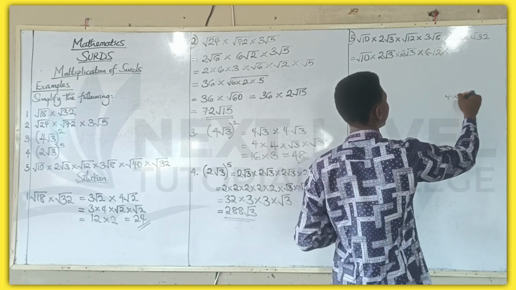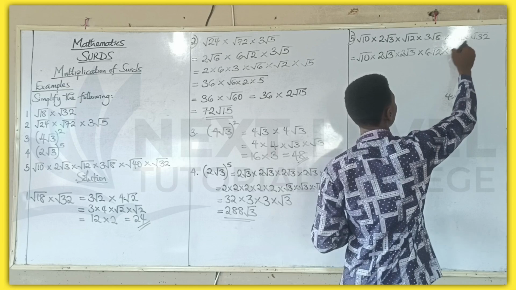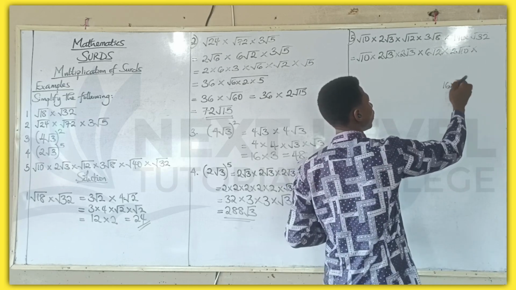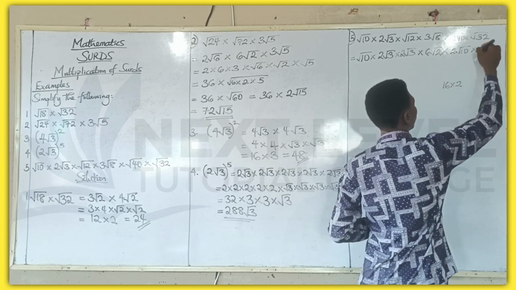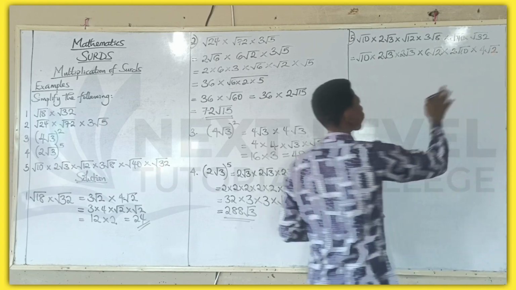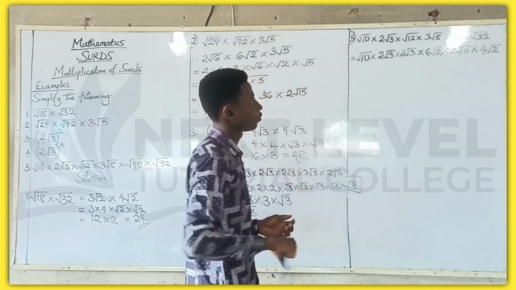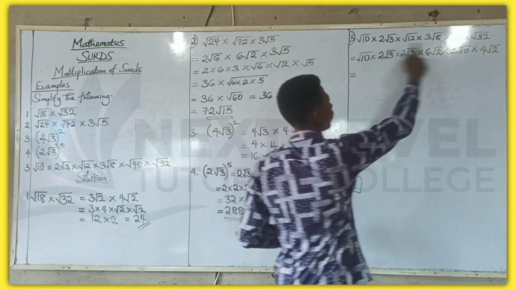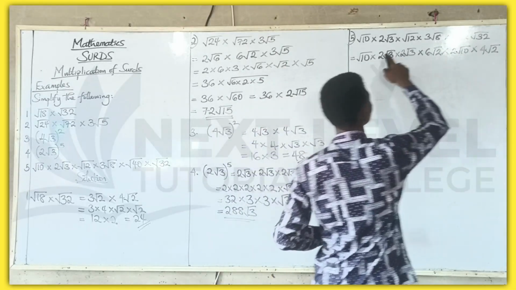40 is 4 times 10, and the square root of 4 is 2, so we have 2 root 10. 32 is 16 times 2, and the square root of 16 is 4, so we have 4 root 2. So now that we've simplified them, let's see how we can multiply. We have root 10, root 10, root 2, root 2, root 3, root 3.